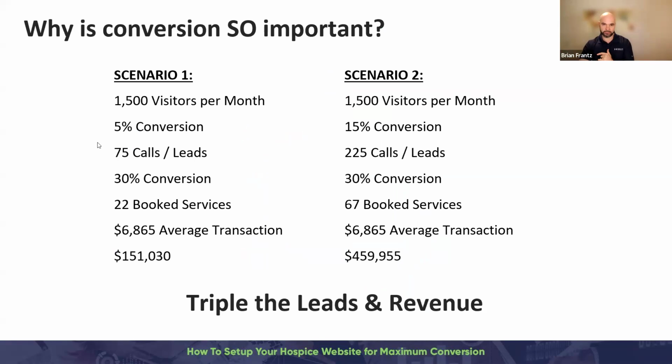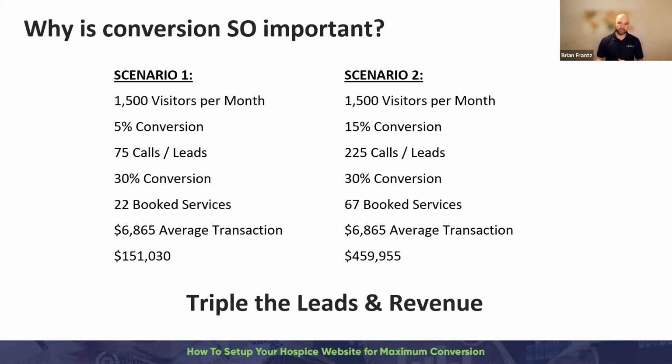So we have a couple scenarios to look at, right? We have 1,500 visitors a month. In scenario number one and scenario number two, same visitors, 1,500 visitors. Scenario number one, we're converting 5%. So 5% of the people that visit every month convert into a phone call, a lead form on your website, or some sort of chat, some sort of inquiry from the website. You're looking at about 75 leads. They're not all calls. Some of them fill out a form, some of them chat in to book services or to inquire about services. From 1,500 visitors at 5% conversion, we're looking at 75 calls.